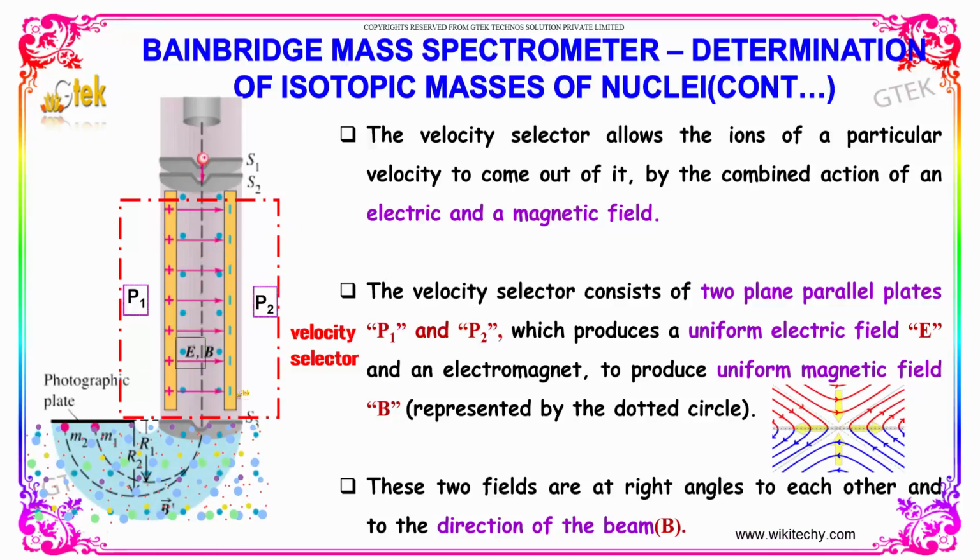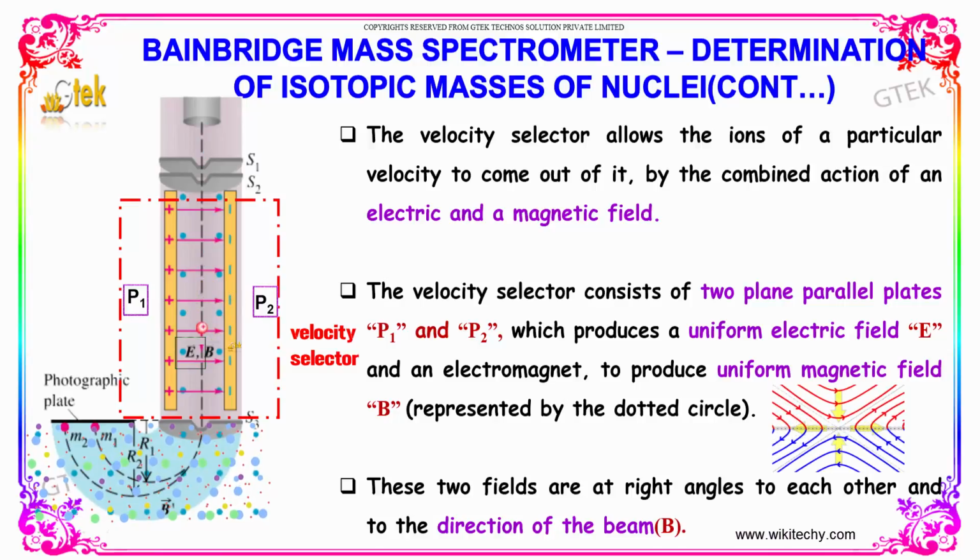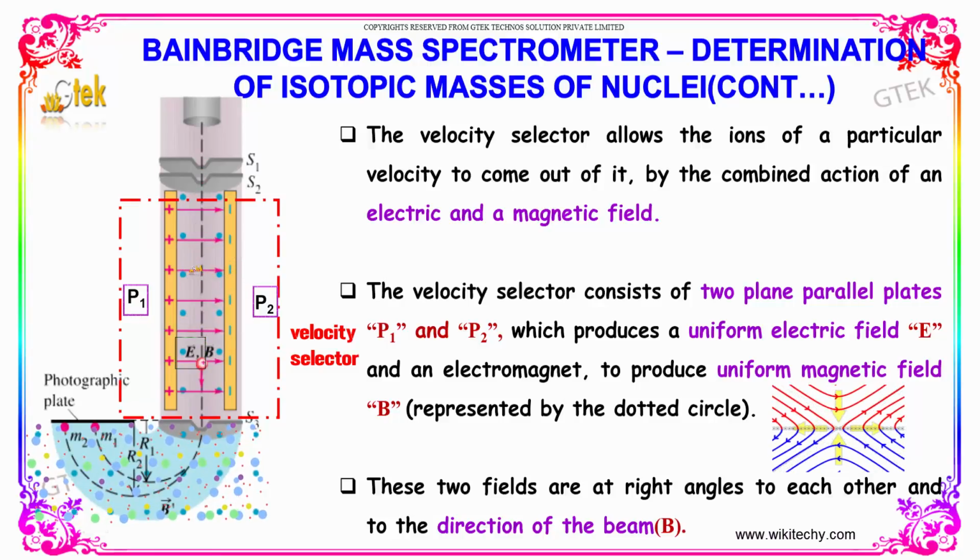The velocity selector allows the ions of a particular velocity to come out of it by the combined action of the electric field and the magnetic field. The velocity selector consists of two plates P1 and P2, which produce a uniform electric field E, and an electromagnet to produce a uniform magnetic field B, represented by dots. These two fields are at right angles to each other and to the direction of the beam.